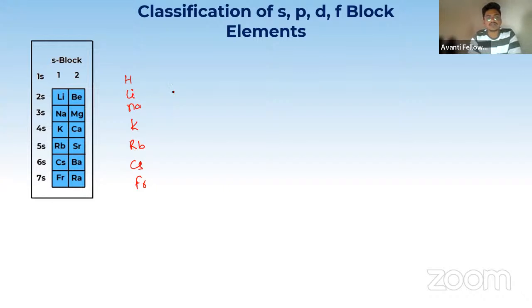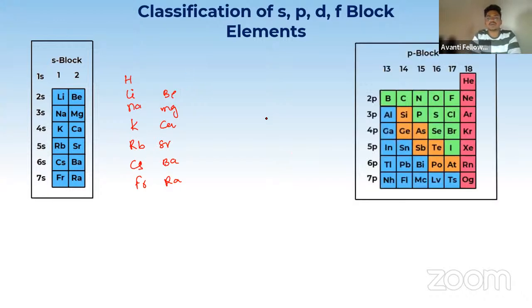The next one, beta, mange, car, scooter, bap, raji. That is another trick I told you for the S block elements. For P block elements, Bal Ganesh in Thailand. So that is boron, aluminum, gallium, indium, and thallium.